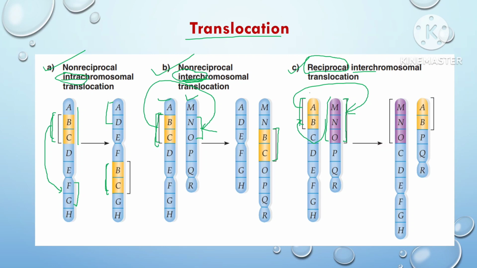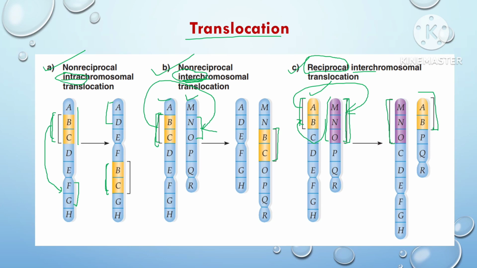So this chromosome has the A and B part, and this A and B segment goes to the other chromosome. As you can see, here A and B are now located, and in exchange the MNO segment is also now present here in place of AB. So I hope it is clear.